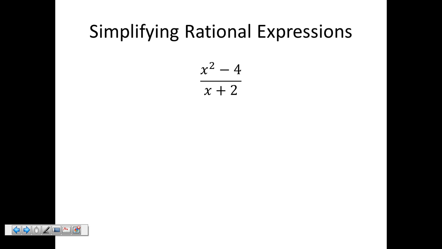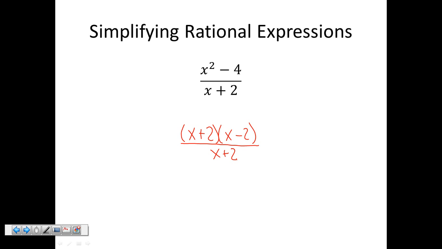Well, if I factor the top, now this is something that we're going to see a lot with rational expressions. You want to factor the top and the bottom as much as you can. These rational expressions are easier to work with if they are factored out. So I'm going to go ahead and factor out that x squared minus 4.